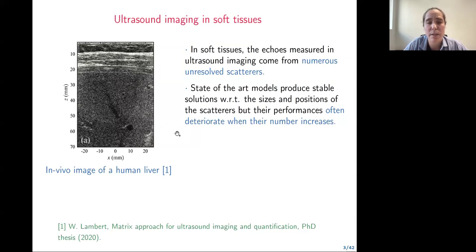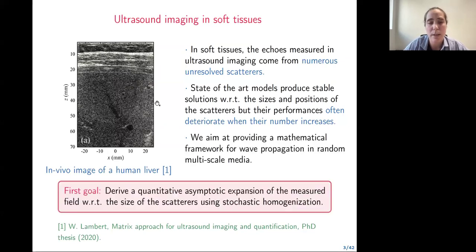State-of-the-art models exist, of course, and they produce solutions that are stable with respect to the size and the position of the scatterers, but not if you increase their number. And here you have tens or hundreds of thousands of them. So our first goal is to provide a mathematical framework for wave propagation in this random multi-scale media. More specifically, we want to derive a quantitative asymptotic expansion of the scattered field that is measured, with respect to the size of the scatterers, using stochastic homogenization techniques.